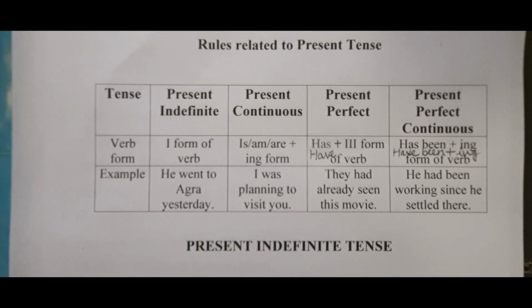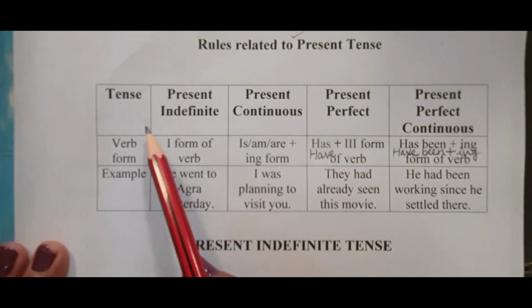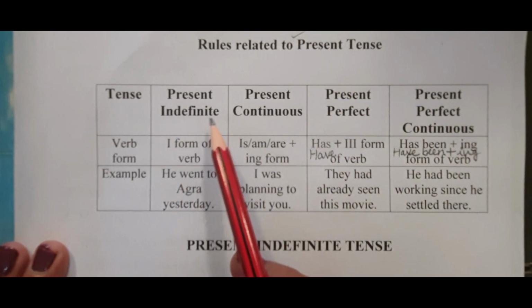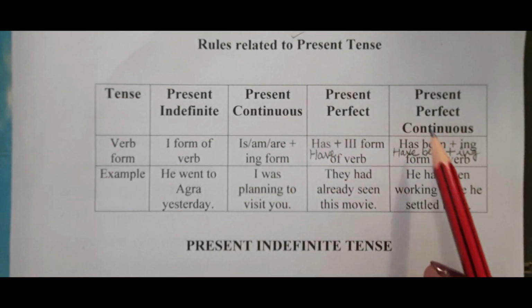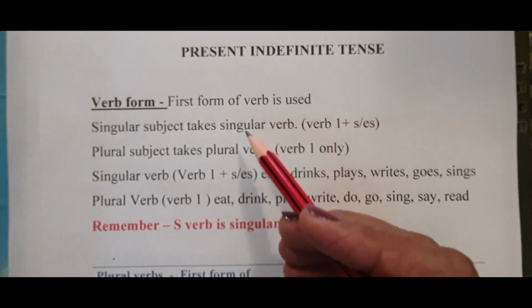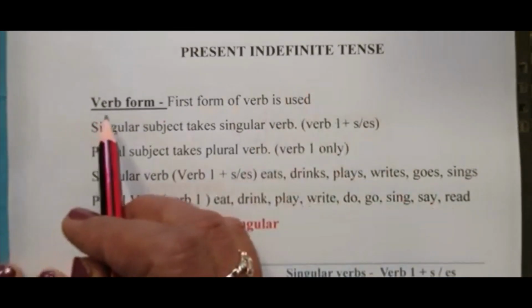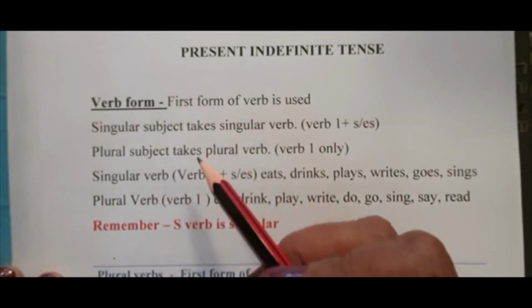And today we will learn some important rules related to present tense. Present tense is divided into four tenses: present indefinite, present continuous, present perfect, and present perfect continuous. We will learn important rules related to these tenses one by one. First of all, let me tell you that first form of verb is used for present indefinite tense.